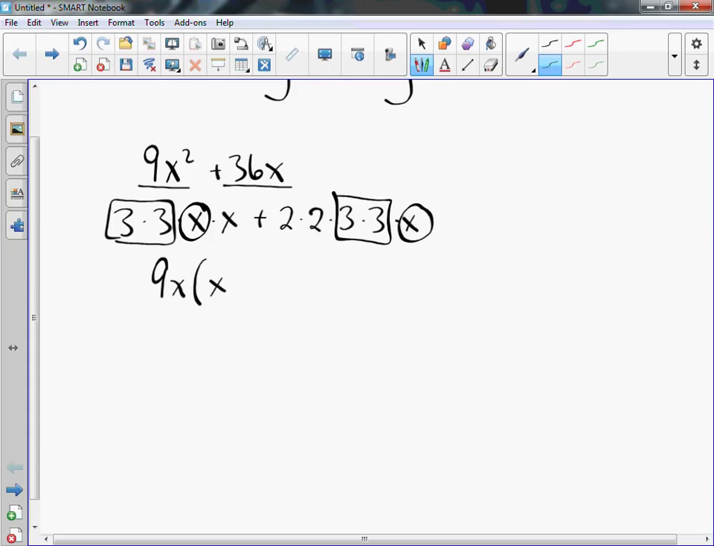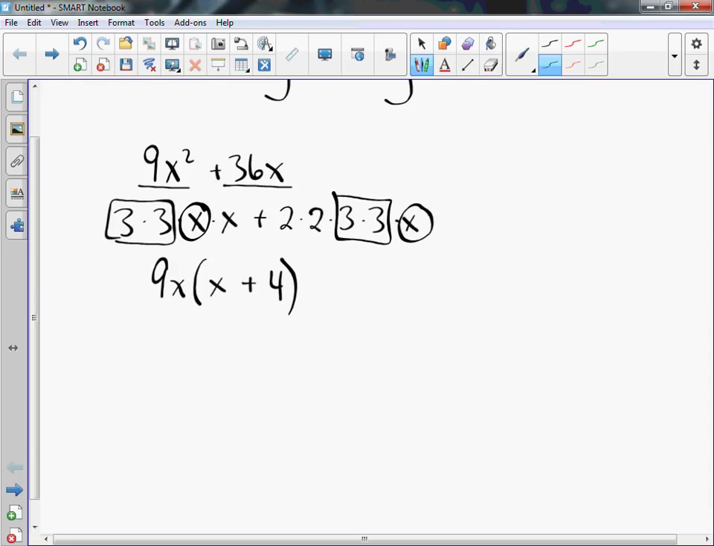And you can think of that as backwards of multiplication. If I take 9x times x, I get 9x squared. Okay? And then I need to add something that will give me 36x. Well, 9 times 4 is 36. So I need a 4 here.